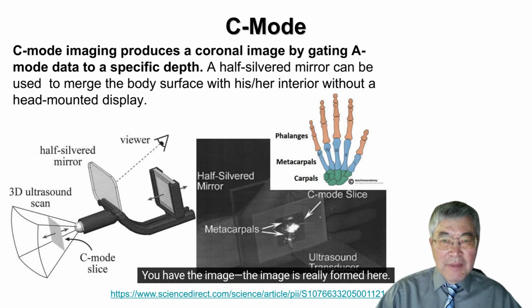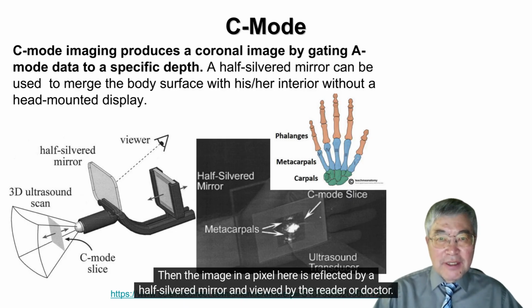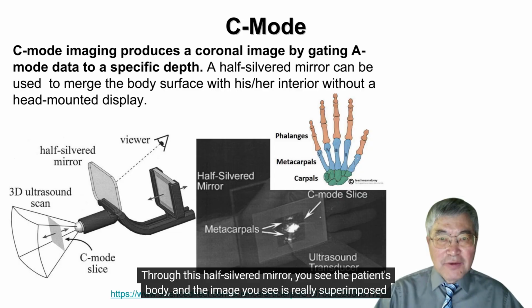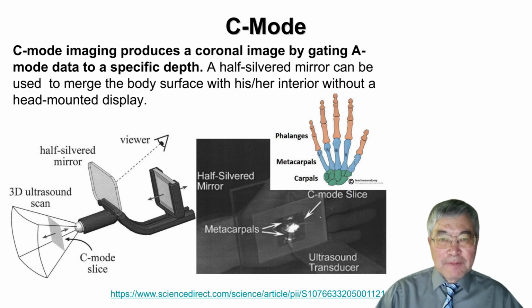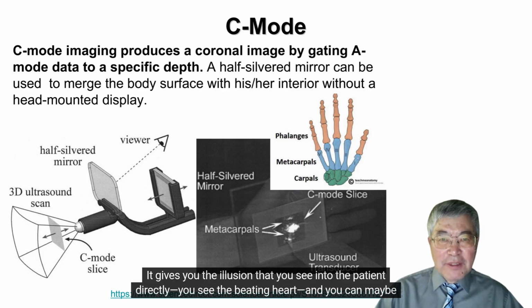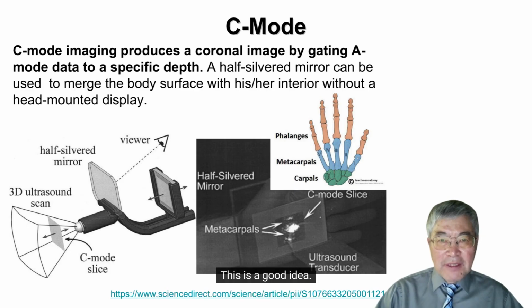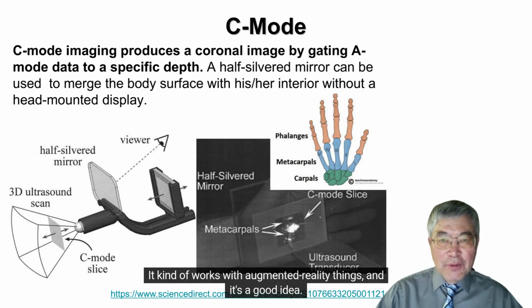The image is really formed here. Then the image in a pixel here is reflected by a half-silvered mirror and viewed by the reader or doctor. Through this half-silvered mirror, you see the patient's body, and the image you see is really superimposed onto the patient's internal structure. It gives you the illusion that you see into the patient directly, you see the beating heart, and you can maybe use this as guidance to put the catheter there, make a blood vessel open wider. This is a good idea. It kind of works with augmented reality things, and it's a good idea.